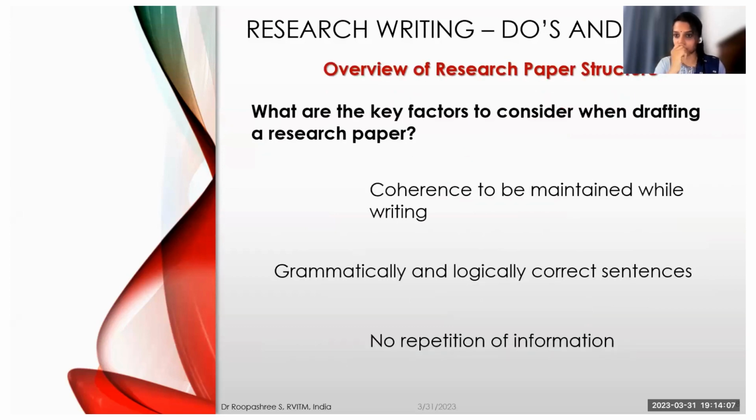What are the key factors to consider when we are drafting a research paper? Coherence to be maintained while writing. We need to maintain the relevance and the clarity when we are drafting. Grammatically and logically correct sentences do play a major role. And no repetition of any information.